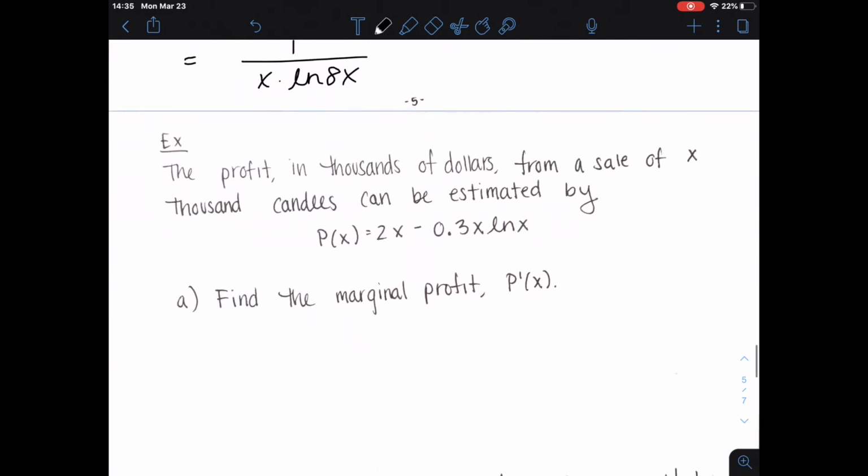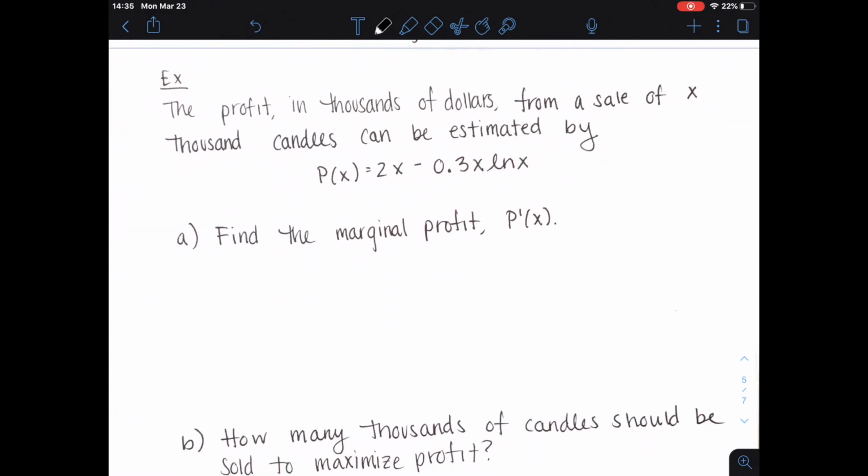So let's do one more example. Let's make it a more realistic one. So we're told the profit in thousands of dollars from a sale of x thousand candles can be estimated by this profit function. So P of x is 2x minus 0.3x ln of x. So what we want to do is find the marginal profit. And remember, anytime you hear just marginal, it wants you to find the derivative. So we need to find the derivative of the profit function.